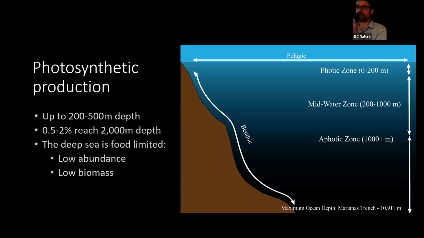There is no production because light does not penetrate. Photosynthetic organisms cannot produce organic matter. So that's why we have these low abundance and low biomass systems in general, because there are some exceptions. And today, we are going to talk about one of those exceptions, hydrothermal vents.